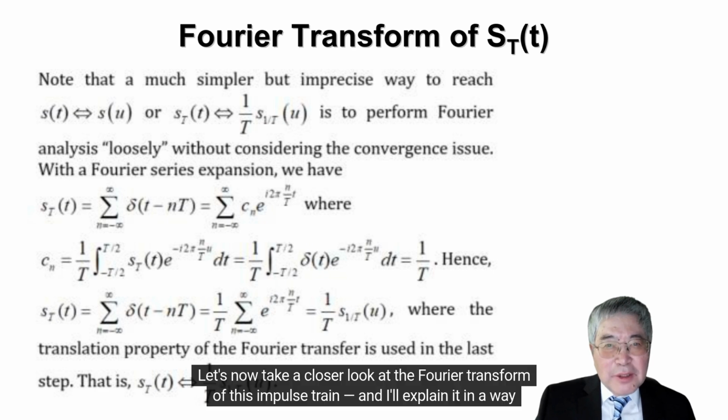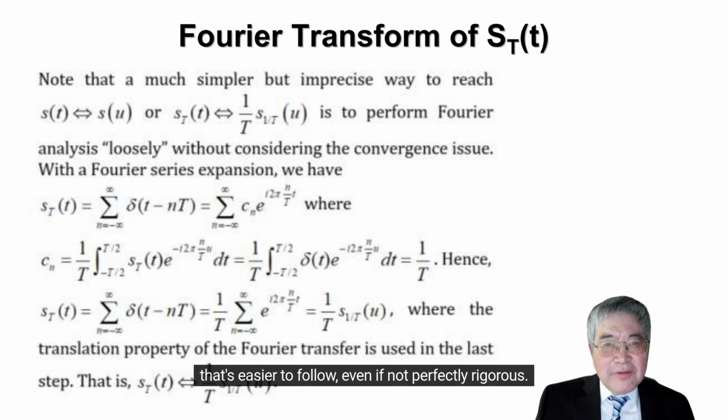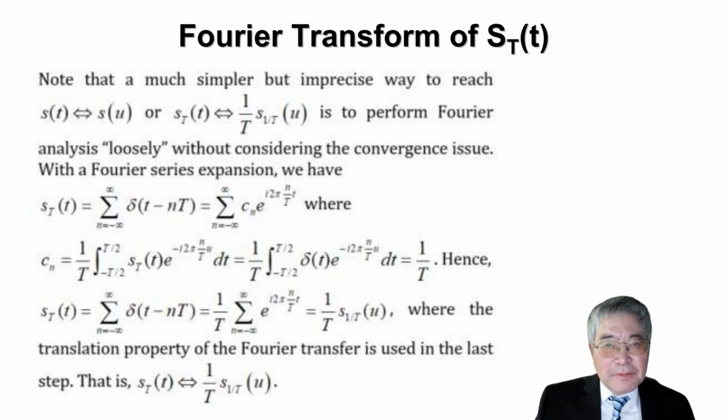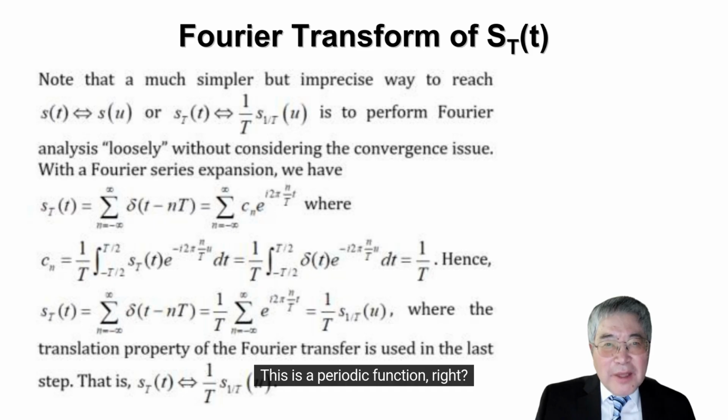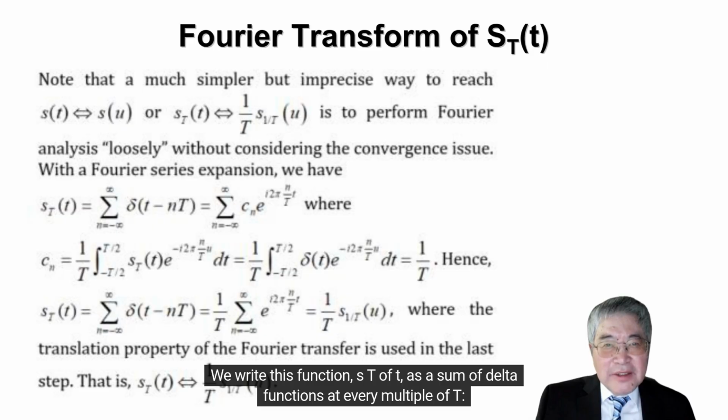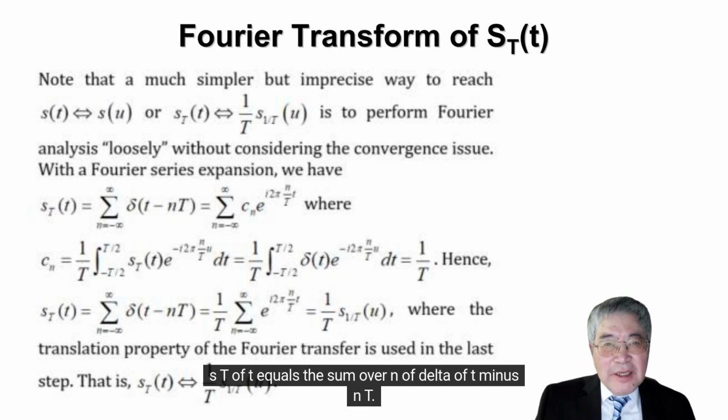Let's now take a closer look at the Fourier transform of this impulse train, and I'll explain it in a way that's easier to follow, even if not perfectly rigorous. Suppose we have a signal made of delta functions spaced by a fixed interval, capital T. This is a periodic function, right? It repeats every T, so we can use a Fourier series to represent it. We write this function s_T(t) as a sum of delta functions at every multiple of T. s_T(t) equals the sum over n of delta(t minus nT).